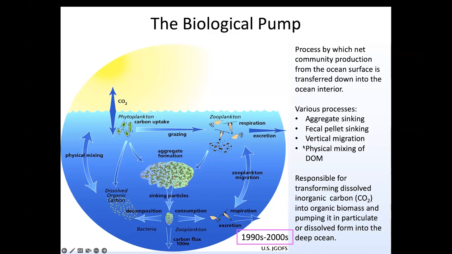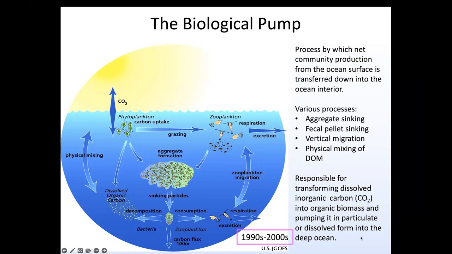And it all comes down to this process called the biological pump, which is the process by which net community production from the ocean surface is transferred down into the ocean interior. This is the process that we start thinking about in terms of the importance of carbon flux. It incorporates a lot of different processes, things like aggregate sinking, fecal pellet sinking, and vertical migration. Fishes and plankton, many groups, undergo a vertical migration from the surface to the mesopelagic. And then there's also physical mixing of dissolved organic matter.